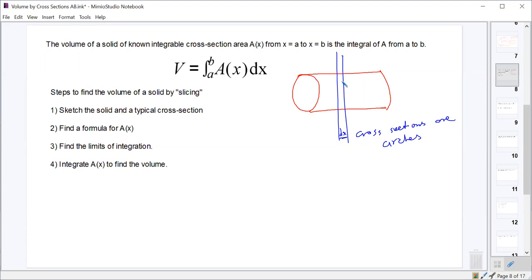The volume of this little tiny slice that I'm making would be the area of the circle times the thickness. True? That's how you find the volume of any cylinder, right? The area of the circle times the thickness of the cylinder, or the height, we sometimes call it, right? Yes or no? Yes. Okay.